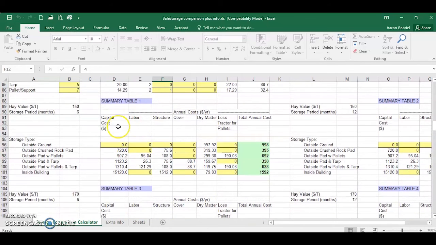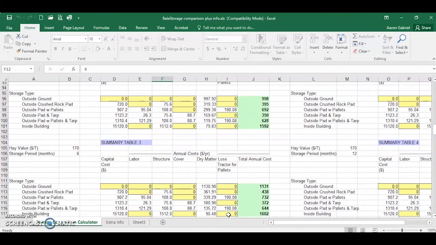In the summary tables, it compares 6 months of storage to 12 months of storage, the difference being the amount of dry matter loss, at the value of hay that you entered. So here we have $150 per ton at 6 months and 12 months of storage. And in the green column, it gives you your total annual cost of storage. This is the column for 6 months, and it compares on the ground, on a crushed rock pad, on a pad with pallets, on a pad with tarp, and outside with the pad with pallets and tarp compared to a building.